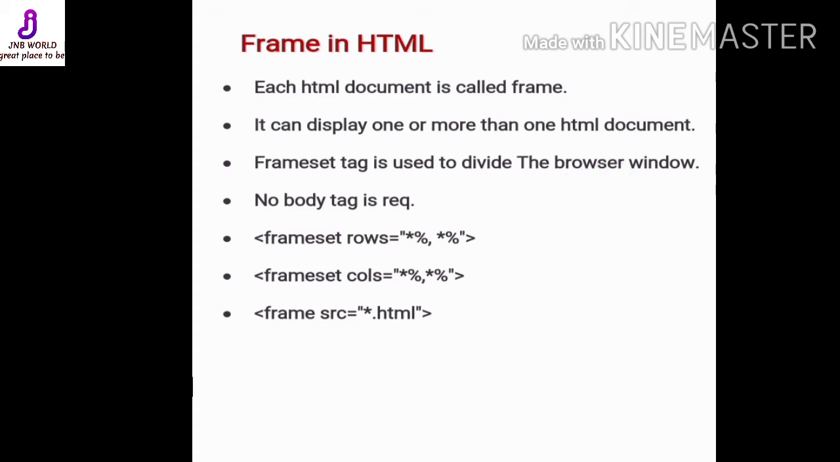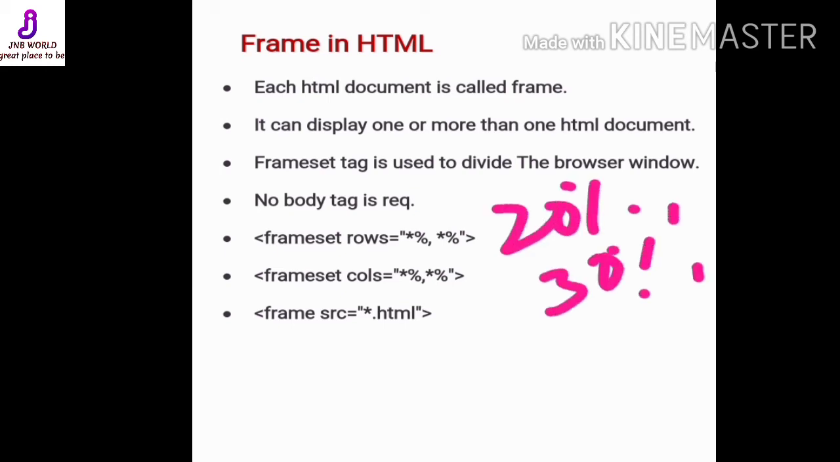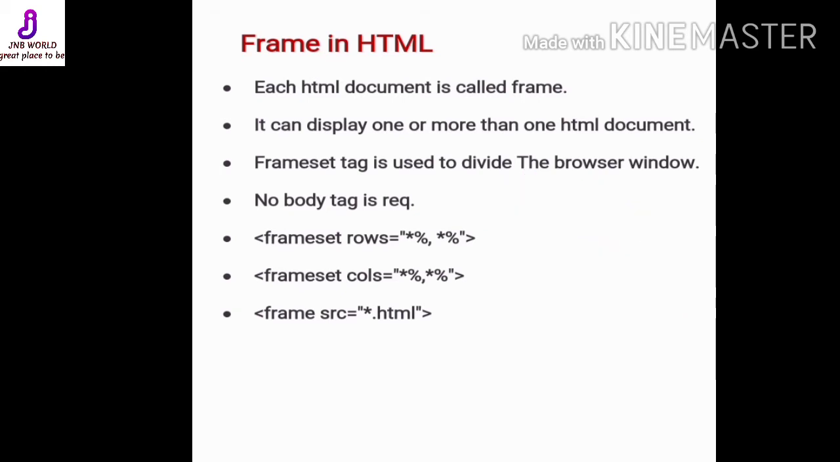One more thing, we can also divide the browser into more than two parts. For example, 20%, 30%, and the rest 50%. There we have to use three HTML documents: the first part takes the first HTML document, the second part the second, and the third part the third. That's why each HTML document is called a frame, where in a frame we use our HTML document. So it can display more than one HTML document. Clear? Now I am going to the practical part.